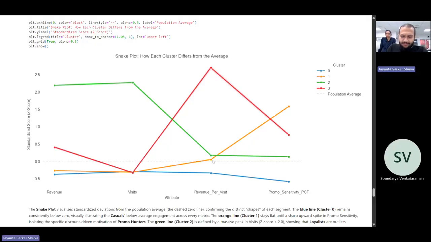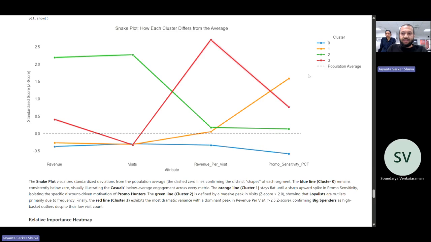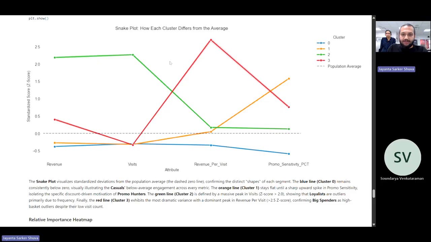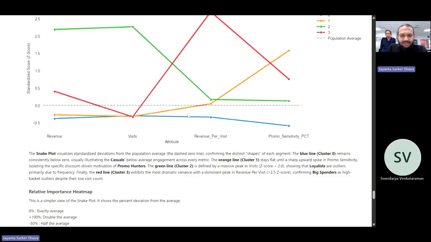Most of their values are below or close to average, but when it comes to promo, their value suddenly shoots up drastically. And this customer, the green one, is my loyal customer. You can see their revenue and visits are way higher, almost 2.5 times higher than the z-score. And if you see the last customer, they are the big spender. Here we can see revenue per visit is very high compared to others.